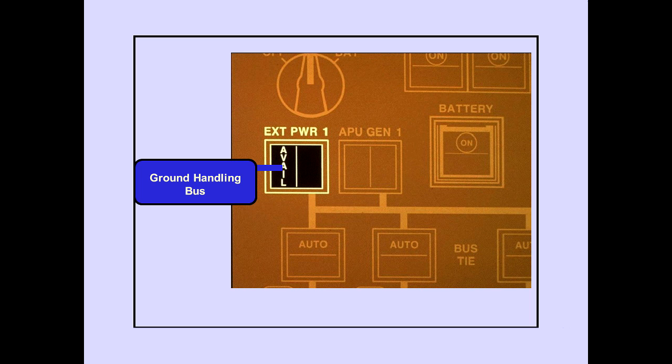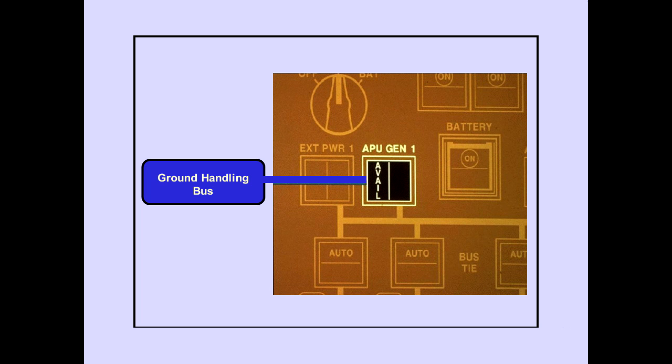The ground handling bus is powered automatically when external power 1 is available. If external power 1 is not available, the ground handling bus is powered automatically by APU generator 1, if it is available.